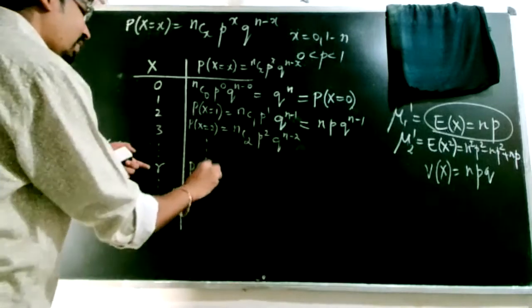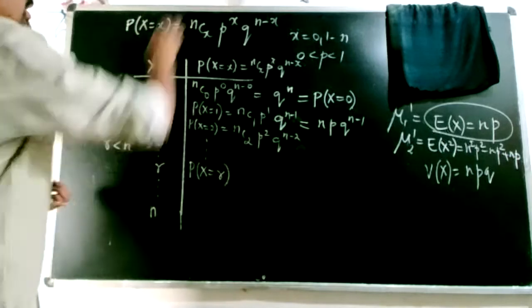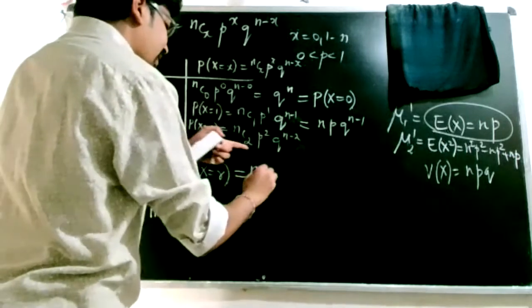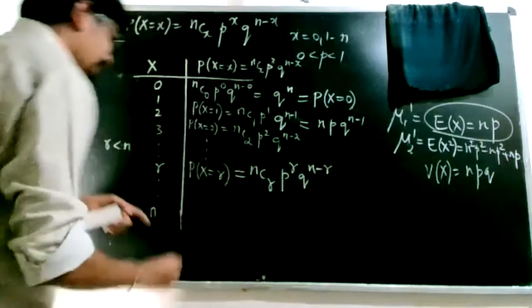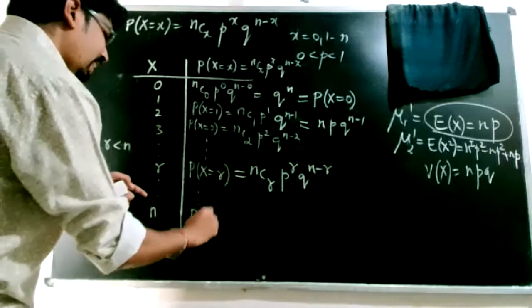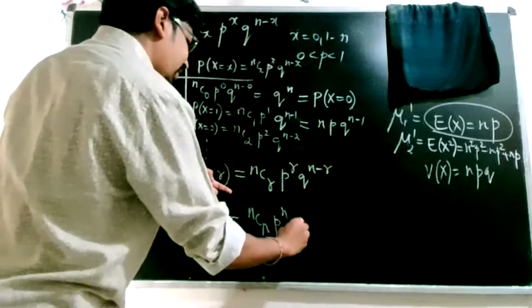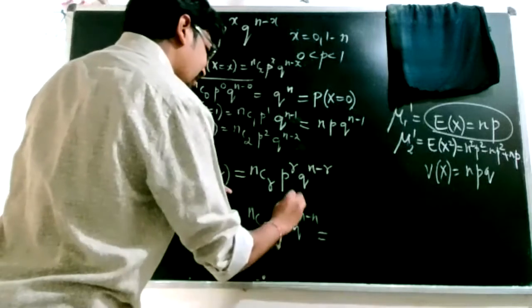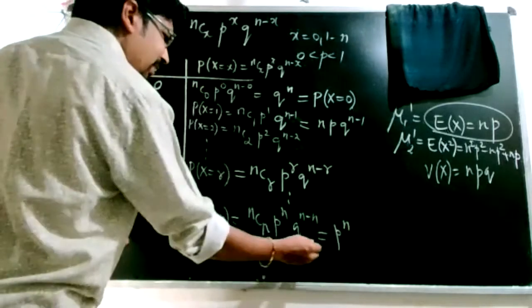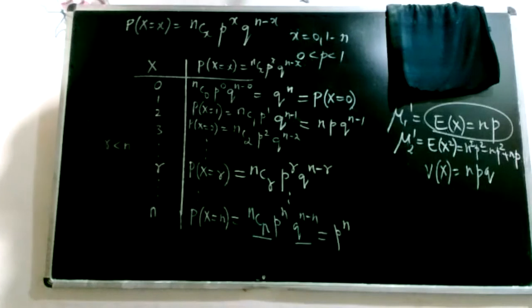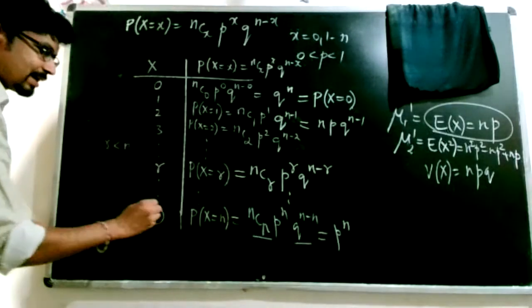So similarly, if you want a particular value, say x is equal to r, then that probability is given by nCr p to the power of r q to the power of n minus r. And if you look into the case where x is taking n, that will be nCn p to the power of n q to the power of n minus n, which could be simplified as p to the power of n, because nCn is 1 and q to the power of n minus n is also 1. So we'll be left with p to the power n. Here we are talking x is equal to n.